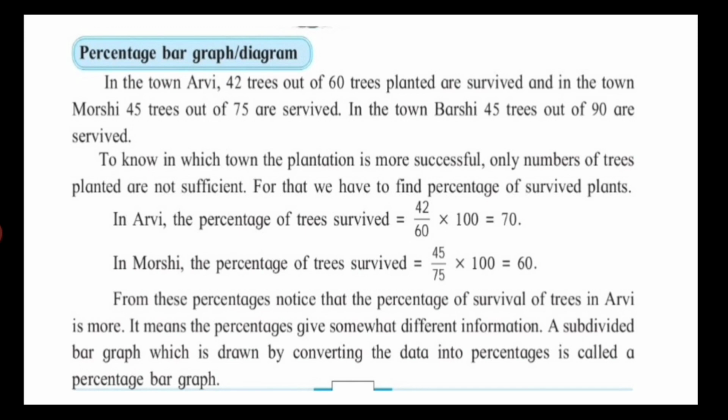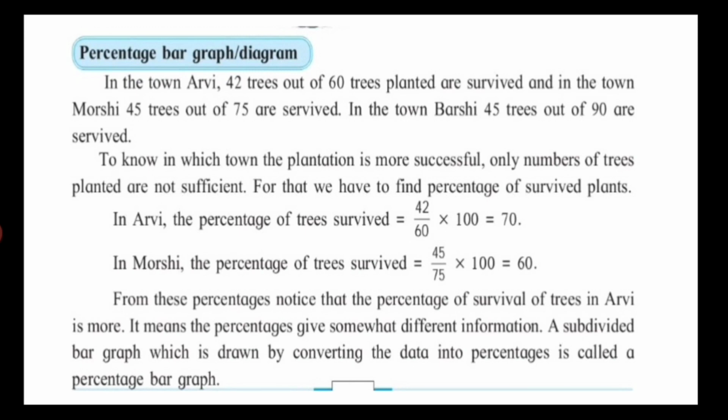So to know in which town the plantation is more successful, only the number of trees planted is not sufficient. We get to know how many trees are planted, but that is not sufficient. If we want to know in which town the plantation is more successful, what do we have to do? For that we have to find the percentage of survived plants. How many plants survived, and we have to find out their percentage.